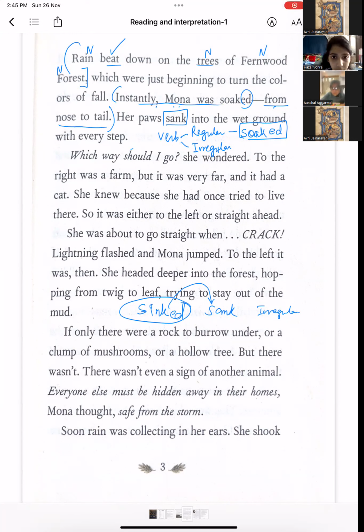Rain beat down on the trees of Fernwood Forest. So the place where she lives is known as the Fernwood Forest, which were just beginning to turn the colors of fall. Now, we know there are different seasons, children. So right now, it is fall season. Now, can you tell me which season exactly is fall? Anyone? Anybody here? Anay? Reyansh? Which season is fall season? Fall season is autumn season. Yes, it's autumn season. It's autumn.